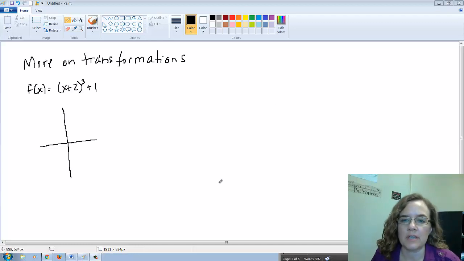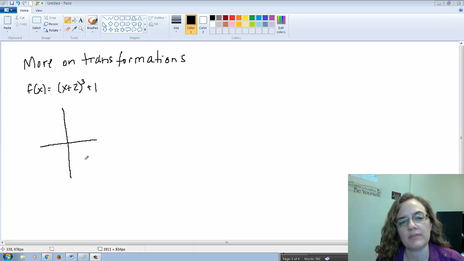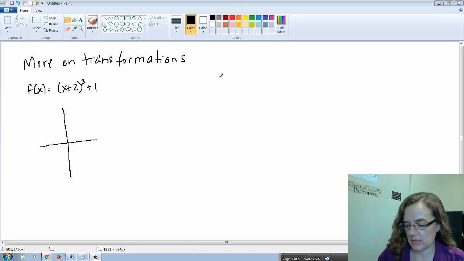So this is a video just a little bit more on transformations. I know we've talked about them in the discussion post and things. Here's one that has a cube. It looks kind of like an S type of graph going through, but it's been shifted because of the transformations.